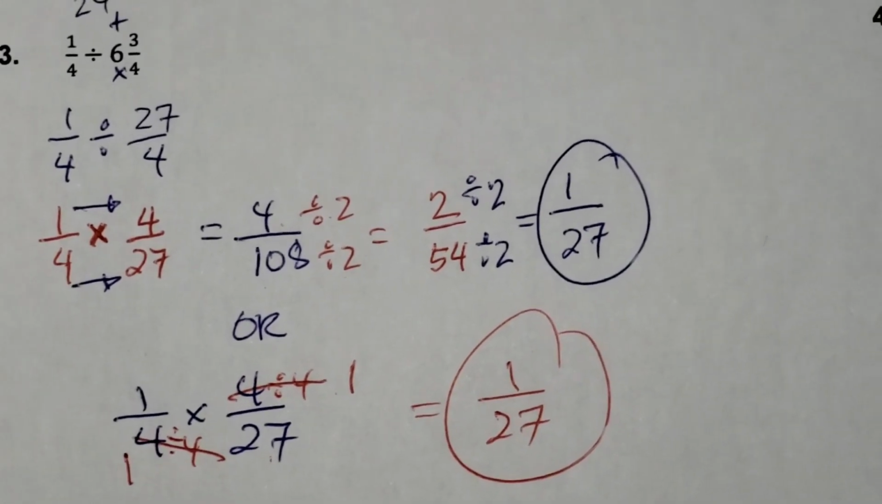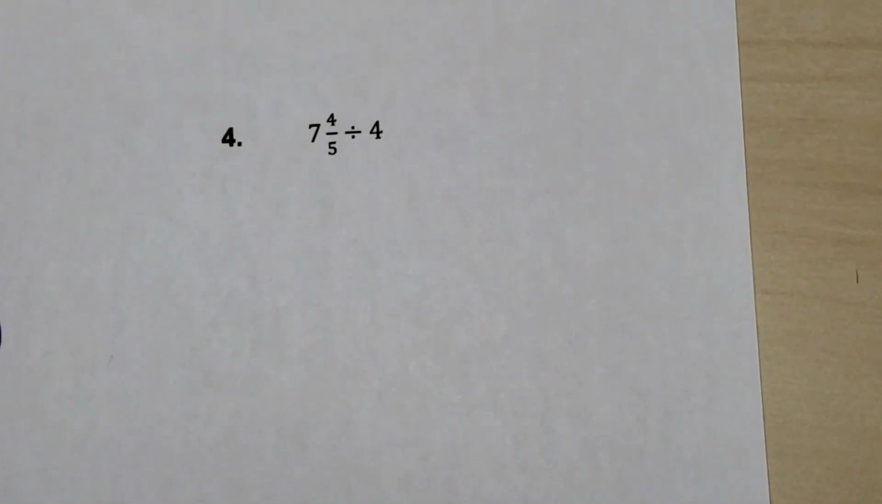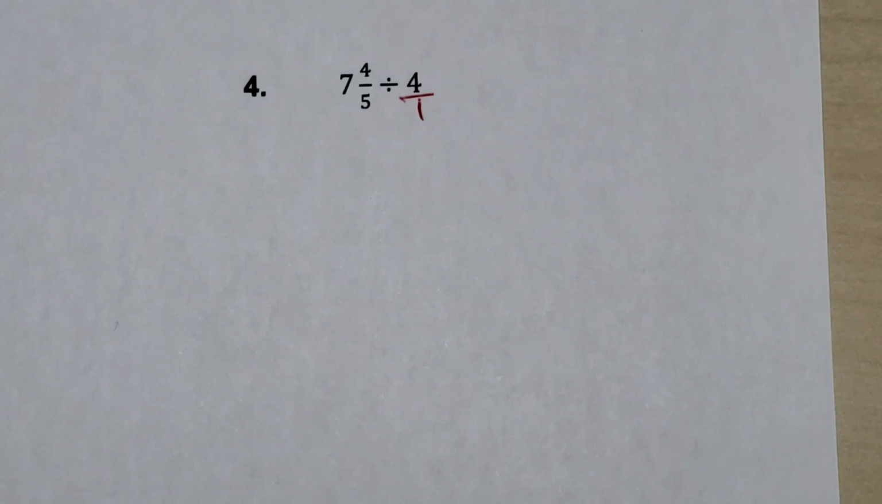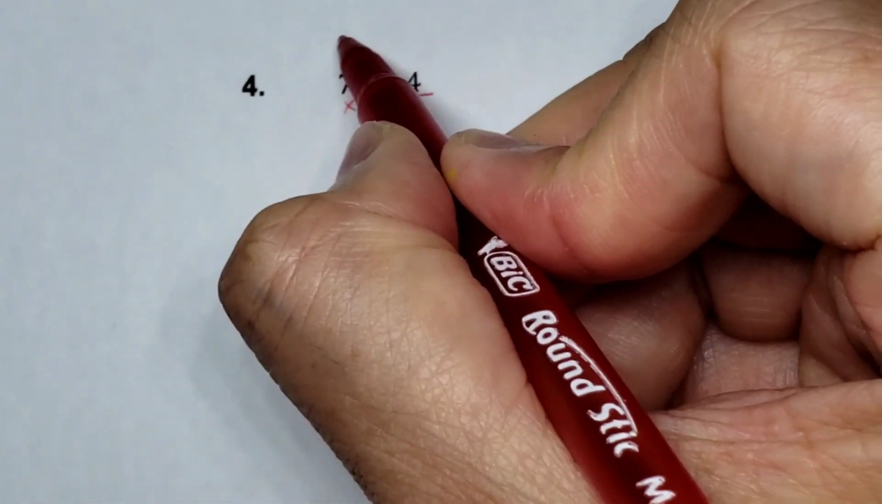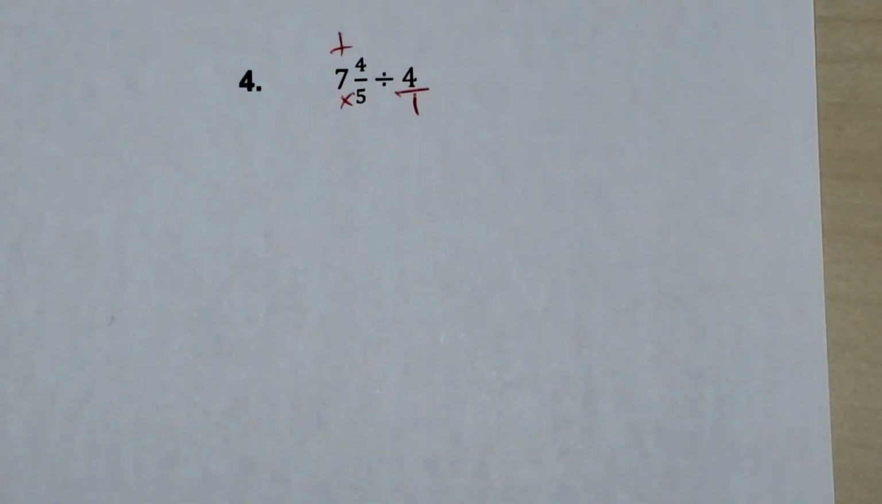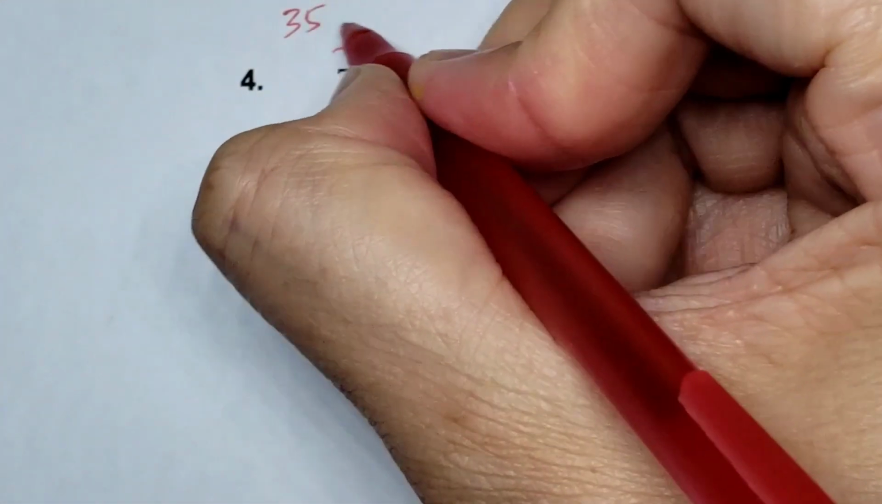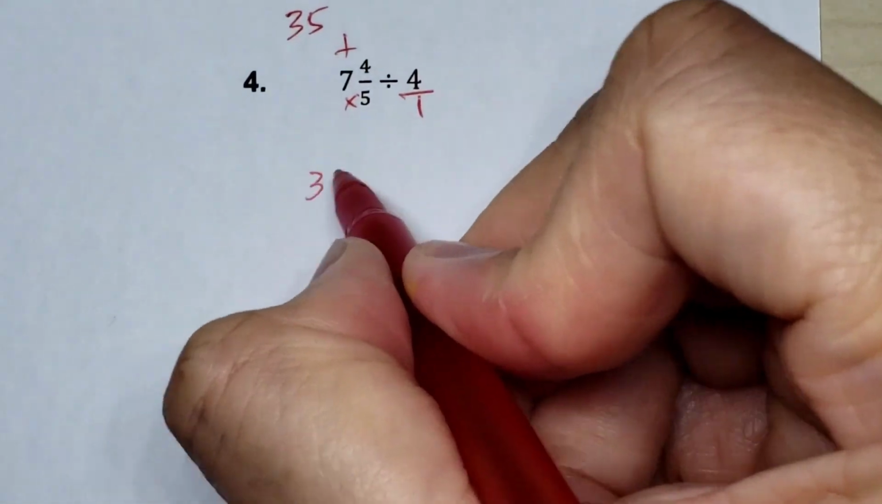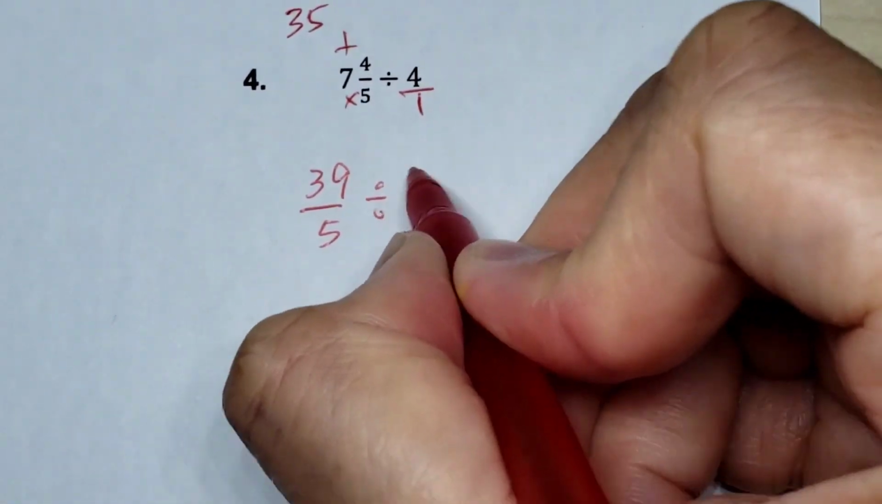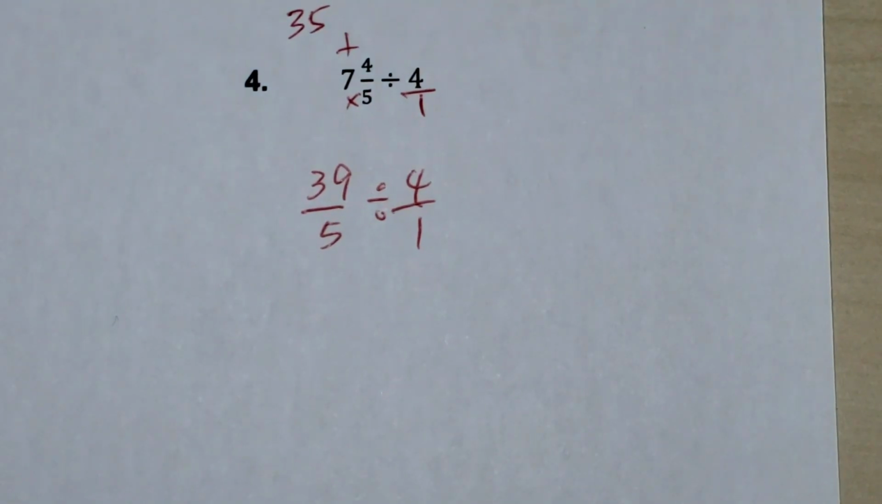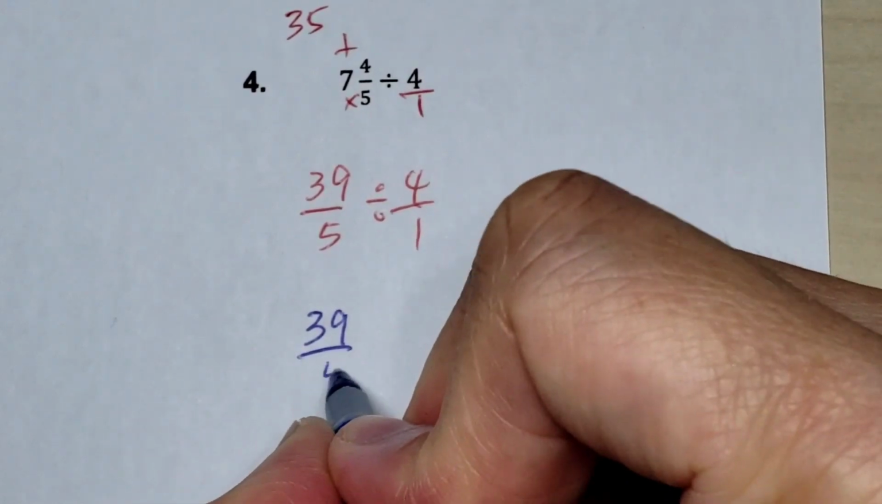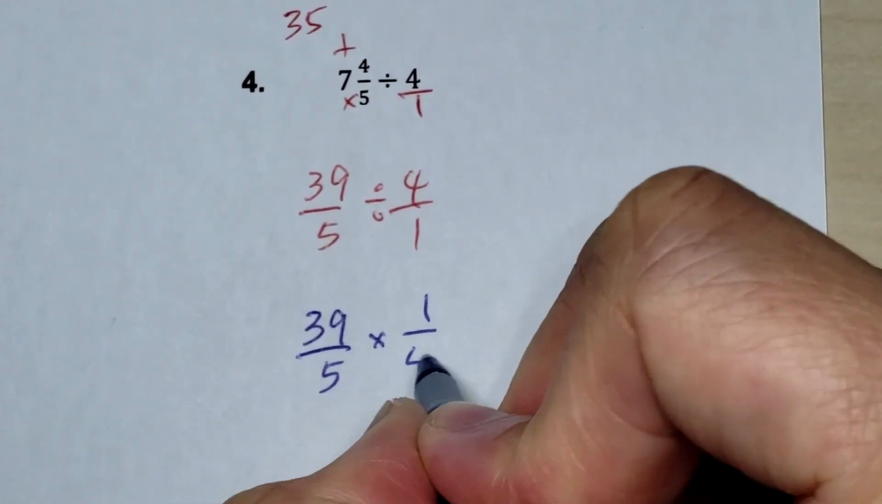We've discussed that in class before. Hopefully you remembered. Now, number 4, it's a whole number. Again, it's over 1. A whole number has a denominator of 1. Since it's an improper fraction, you multiply, so it's going to be 5 times 7, that gives us 35 plus 4. That will give us 39 over 5 divided by 4 over 1. Again, keep change opposite. So that should give you 39 over 5 times 1 over 4.